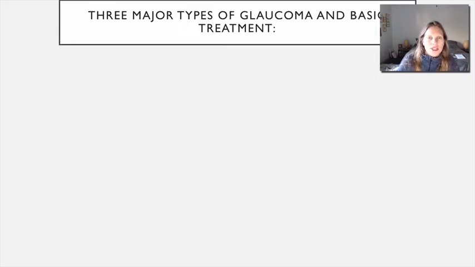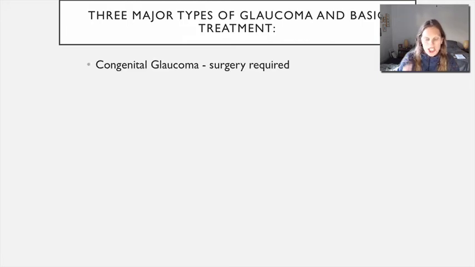All right, so essentially what we want to do first is run through the types of glaucoma. There are 3 major types, and then we'll get into basic treatment. So the first would be congenital glaucoma, and that would be something that you would be born with, and that would require surgery. And there are different surgical options.